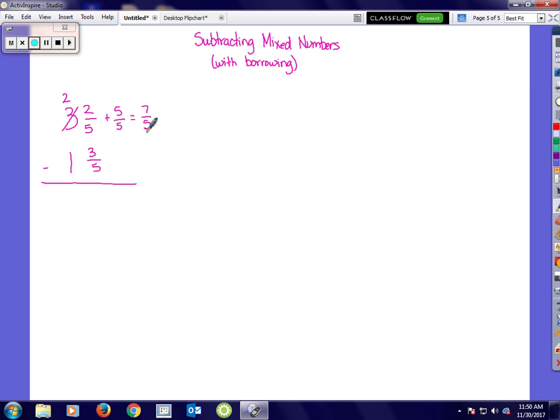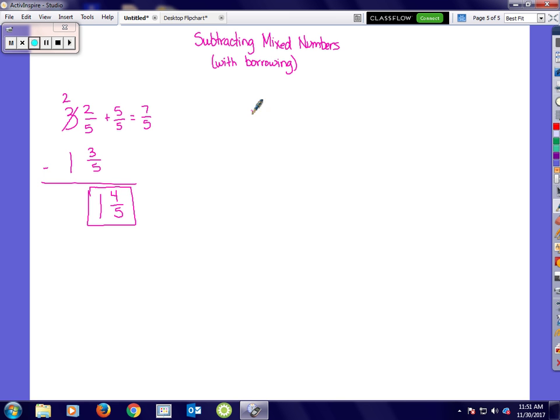Now I can subtract 3/5 from 7/5. 7/5 minus 3/5 is 4/5. Then I subtract my whole numbers: 2 minus 1 is 1. So my answer is 1 4/5. Hopefully that was a quick review from last year when we added and subtracted mixed numbers. Now let's move on to subtracting mixed numbers when we have to make a common denominator.